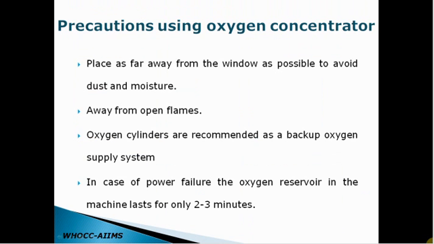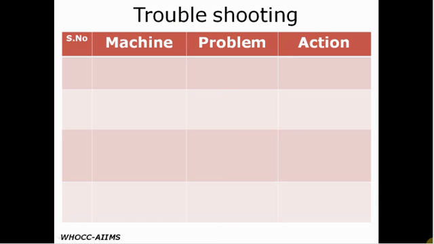Let's now understand precautions to be taken while operating the machine. The concentrator should be placed as far away from the window as possible to avoid dust and moisture. It should be kept far away from open flames. Remember that oxygen cylinders must be available as backup for oxygen supply. In case of power failure, the oxygen reservoir provides oxygen for only 2 to 3 minutes.